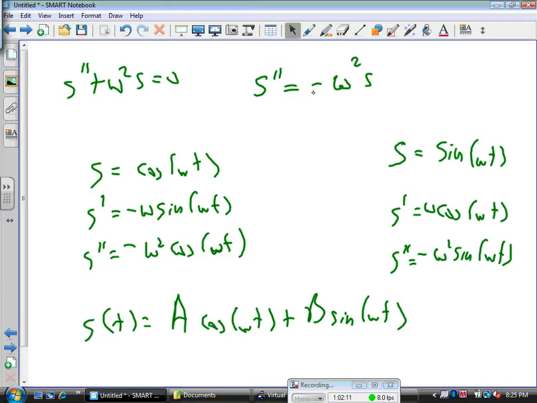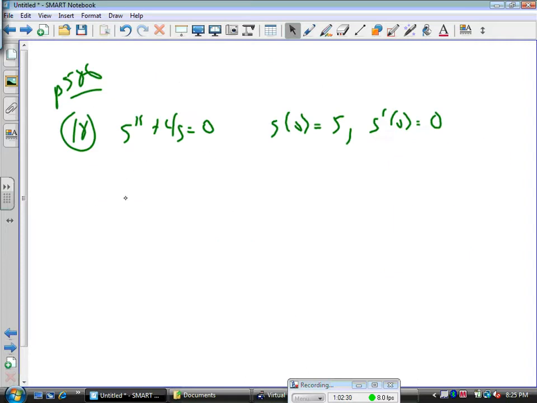So if s double prime equals negative 4s, or if s double prime plus 4s equals 0, what's the solution? A cosine, if this is 4, a cosine 2t plus b sine 2t. Okay, that's it, done. Just fill this in. So s is a cosine 2t plus b sine 2t. Fine. But look, the initial conditions, what are they for? To get a and b.